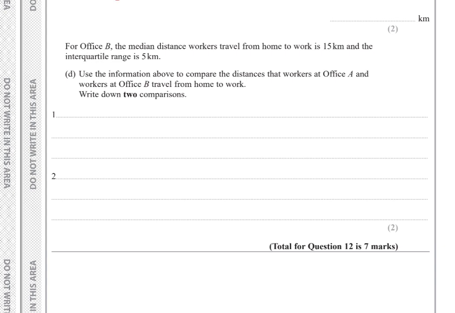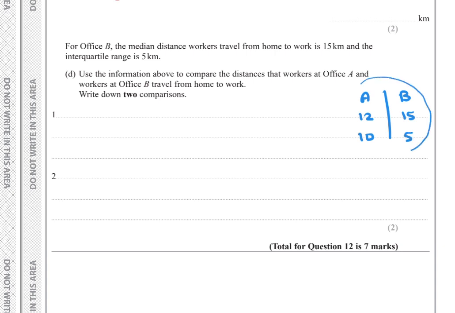Now for office B, the median distance workers travel from home to work is 15 kilometers and the interquartile range is 5. Use the information above to compare the distances that workers at office A and workers at office B travel from home to work. Write down two comparisons. Now for office A, the median is 12 and the interquartile range is 10. For office B, the median is 15 and the interquartile range is 5.